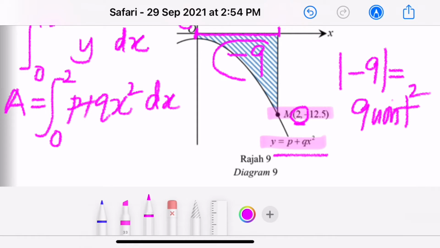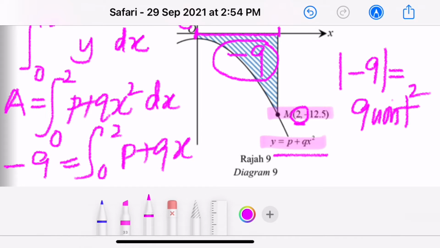So you cannot say the integration value is positive 9. You can say the area is positive 9, but for the integration value you must put negative 9. When you integrate, you will get the value first before you convert to area. So make sure you understand the concept. So this is the integral from 0 to 2 of p plus qx squared dx.